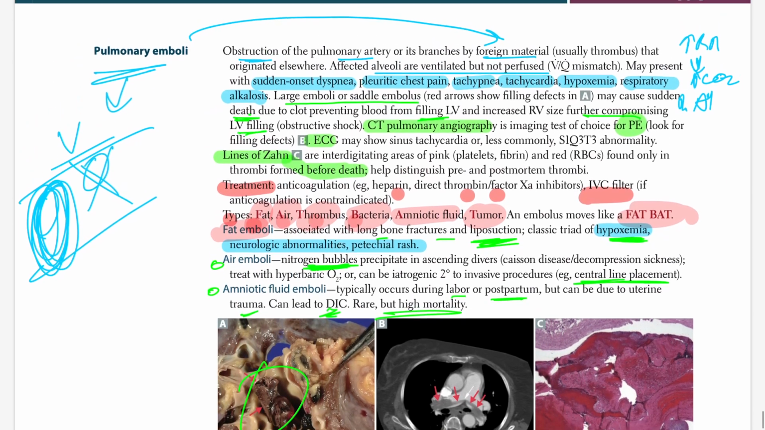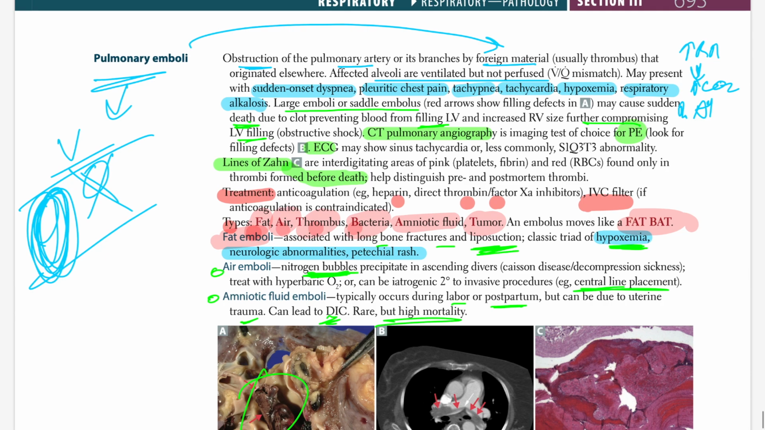So let's just recall this high yield topic quickly. What do we understand by this? We say it's a pulmonary embolism. Anything that would obstruct the lung from a foreign material, which would mess up the VQ, leading to VQ mismatch, and you will go into shortness of breath, pleuritic chest pain, tachypnea, tachycardia, hypoxemia, respiratory alkalosis. But if that obstruction is large enough, you might die. And how large are we talking about? With saddle emboli. If you look here, way too big.